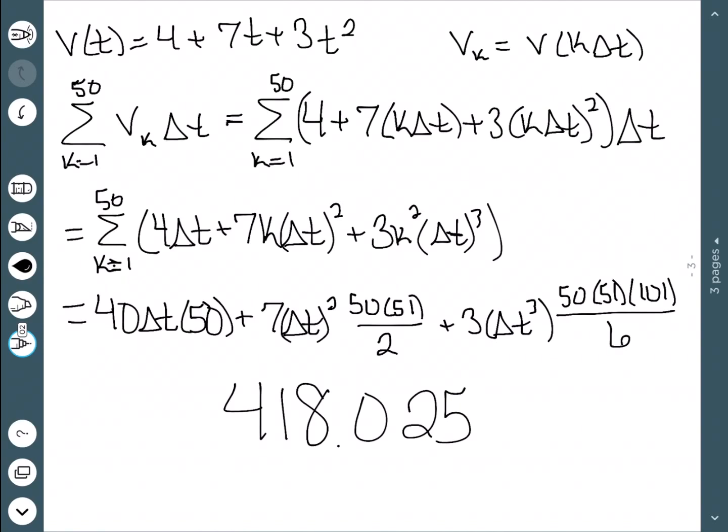So now I have how far my car moved, and I didn't do units here. If my velocity was in feet per second, then I would have moved this many feet. If it was miles per second, this is how many miles I would have moved. I think in this case, feet per second sounds more appropriate, so we'll say that.